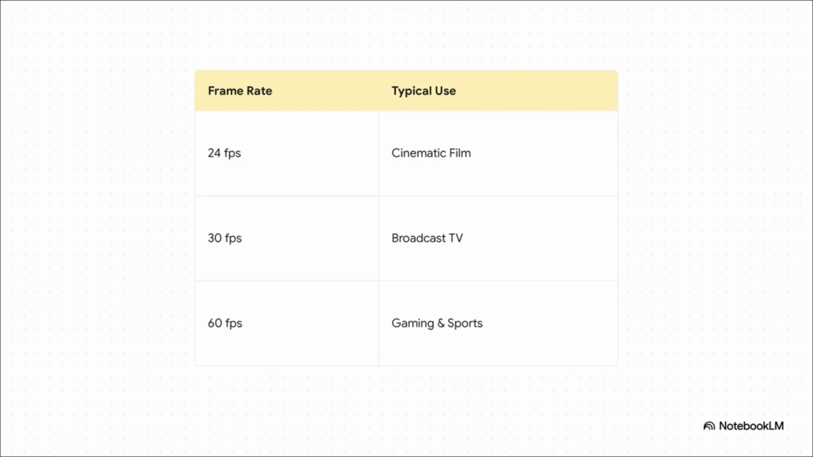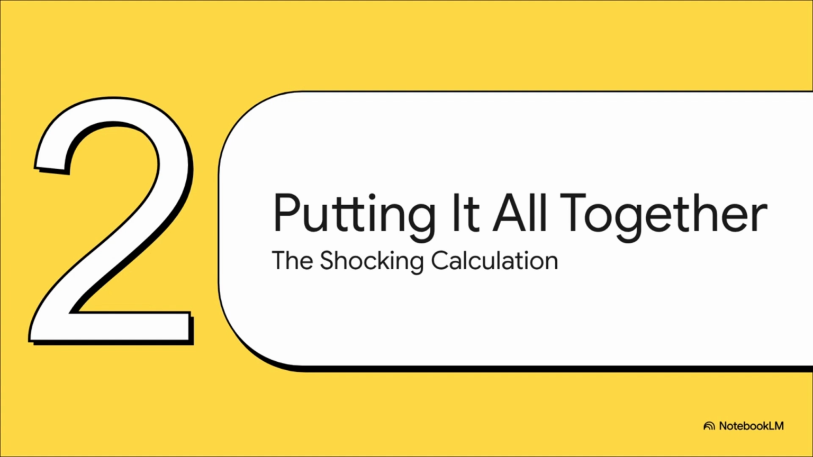24 frames per second, or FPS, gives you that classic, dreamy, cinematic look for movies. 30 FPS is the standard for broadcast TV. And 60 FPS gives you that ultra-smooth, crisp motion you see in sports and video games. For our little calculation, we're going to stick with that standard 30. Okay, so we have all our building blocks now. We've got the pixels, we've got the frames, we've got the frame rate. Let's put them all together and do the math.